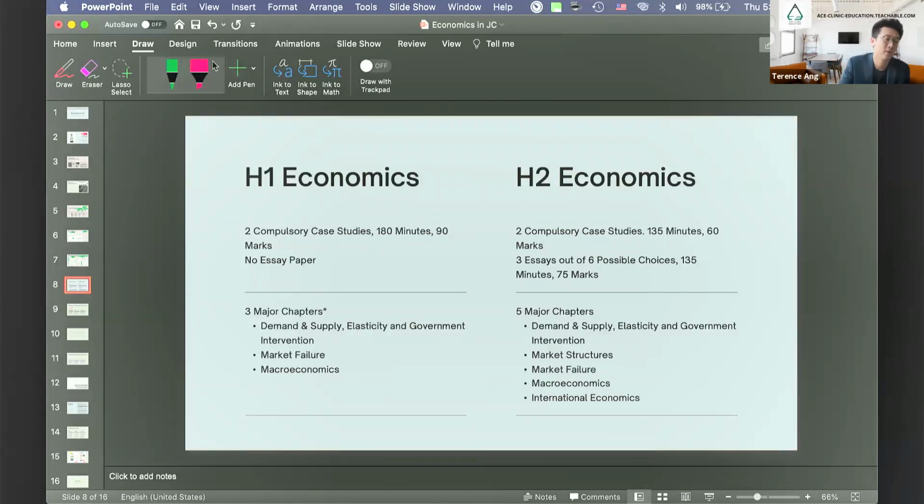So in H2, you basically have two papers at A levels, right? You have the case study paper. So we just showed you, right? The case study paper. It's 2 hours and 15 minutes long. And then similarly, you have an essay paper, also 2 hours and 15 minutes long. So case studies in H2, two compulsory ones, right? 135 minutes, 60 marks in total. So 30 marks each. You have 2 hours and 15 minutes to do it. And then you have 3 essays out of a possible 6. So yes, in H2 economics, you can choose your essays. And this has a huge bearing later when we talk about whether to do H1 or H2.